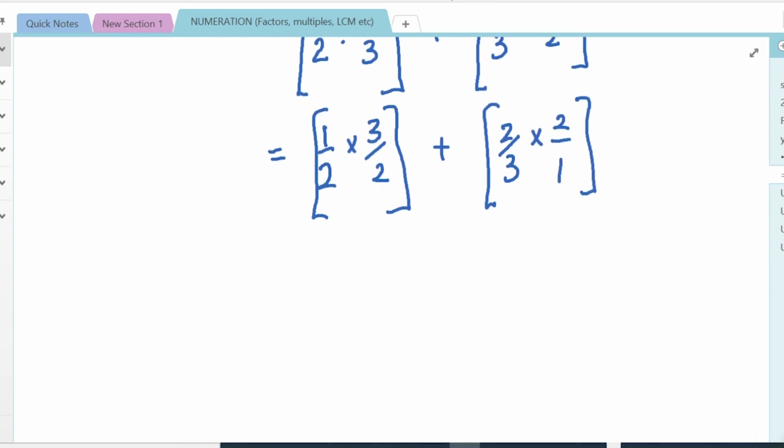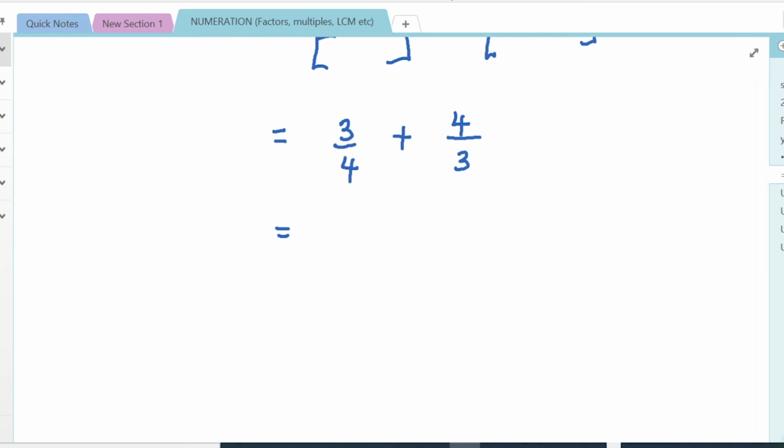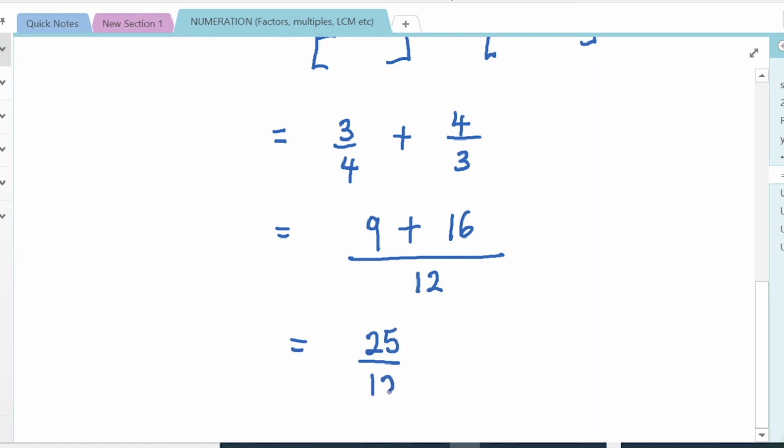So from there we shall end up having 3 over 4 plus 4 over 3. So from there we find the LCM of 3 and 4. The LCM of 3 and 4 is 12. 12 divided by 4 is 3. 3 times 3 is 9. Plus 12 divided by 3 is 4, times 4 is 16. And then we shall end up with 25, divide that by 12.